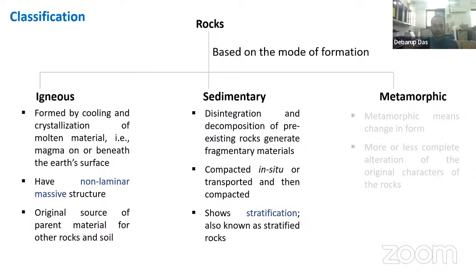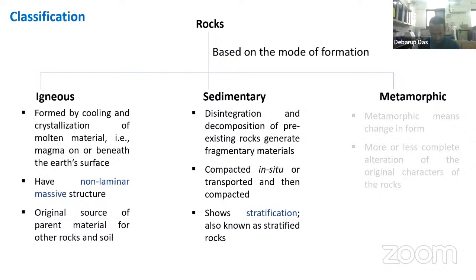During transportation, there are layers of these fragments, and due to the pressure of the upper side, the lower sides are compacted and cemented. So they show stratification. Please remember this: sedimentary rocks are also known as stratified rocks because they show stratification of different materials. The fragmented materials in one layer could be of some origin, and those above could be of other origin, or there may be variation in grain size or chemical composition. Based on that, you can see strata of different layers, which are cemented by some cementing materials.